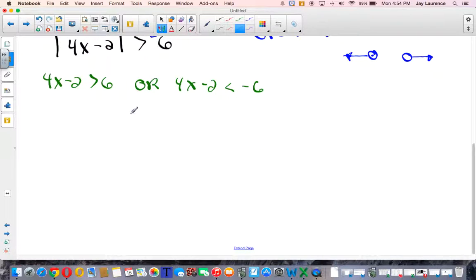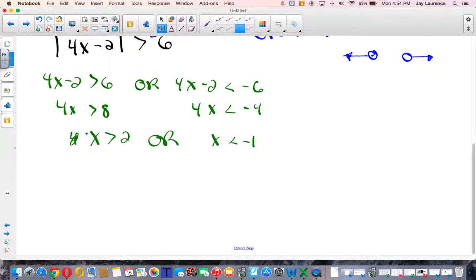All right, again, I'm going to solve both parts. So I'm going to get 4x is greater than 8. I added 2 to both sides. X is going to be greater than 2. And then I'm going to get 4x is less than -4. So x is going to be less than -1. There's my solution. Now I'm ready to graph.